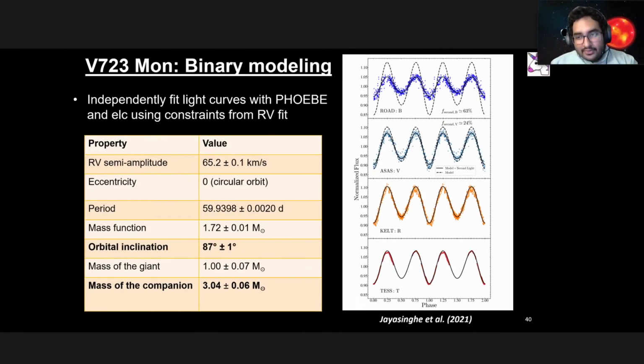Since we are fairly confident that this system is an ellipsoidal variable, we used binary modeling software to fit the light curves and derived various parameters, including the masses of the components of the system. We used 2 different tools, PHOEBE and LC, to fit the light curves using constraints obtained from the Keplerian orbit fit to the radial velocities. We find that the system is on a near edge-on 60-day circular orbit. The mass of the red giant is about a solar mass, and the companion has a mass of about 3 solar masses. Both our tools yield very similar results.